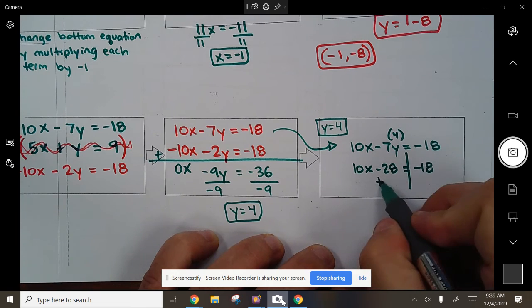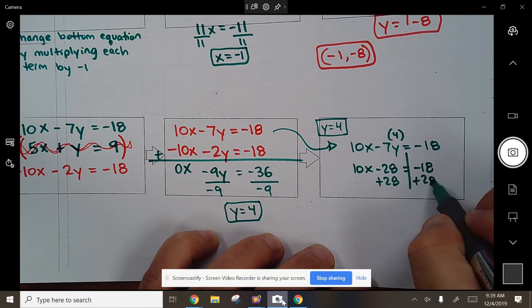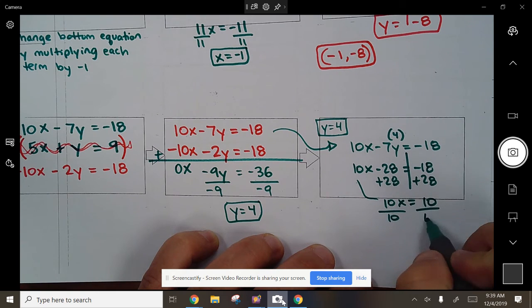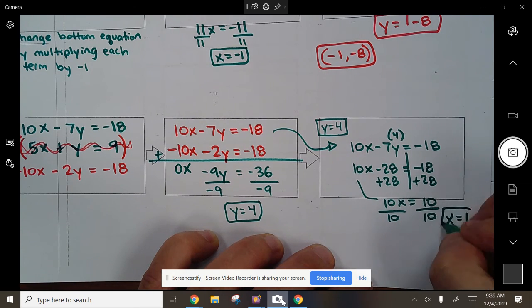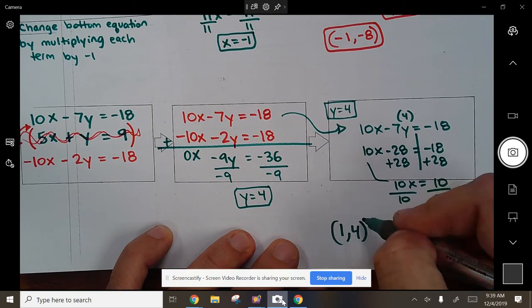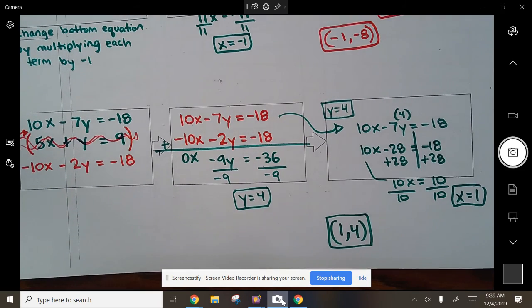Okay, keep going. And we're going to get 10x equals 10. Divide it. X equals 1. Make sure you write this out in a proper form, 1, 4. And you are good to go.